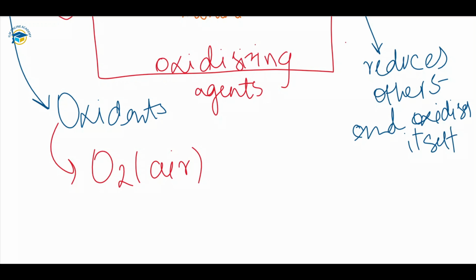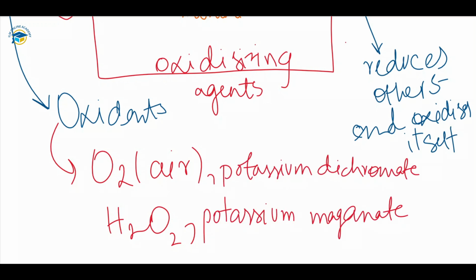Next we have hydrogen peroxide, H2O2, and potassium manganate and potassium dichromate. These are the commonest oxidizing agents, and we sometimes also call them oxidants. The next content which we discuss today is the redox reaction, and we will take the second definition.